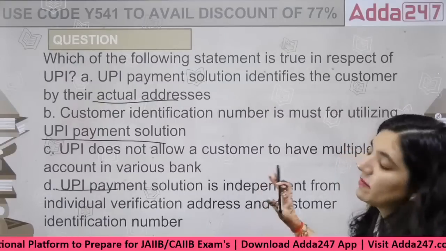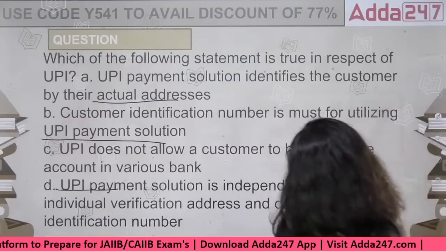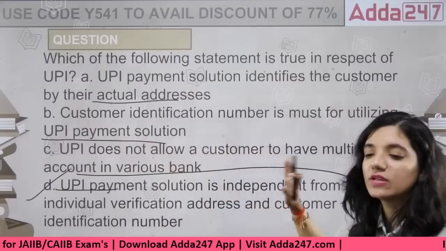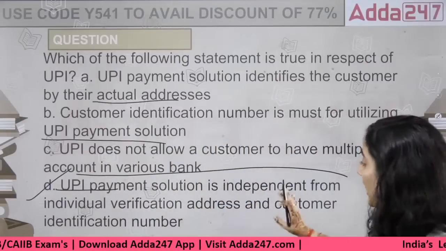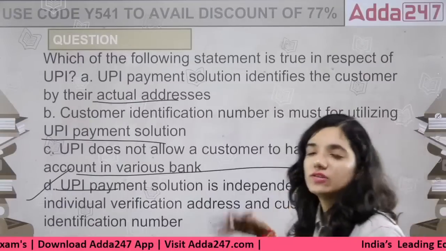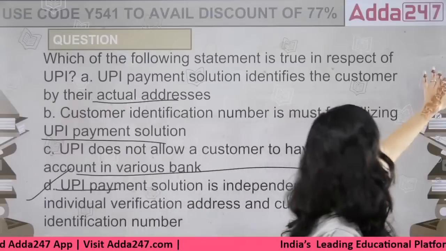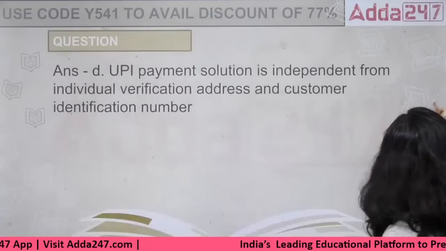Okay, the UPI payment solution is basically independent. The correct answer is D. It is independent from the individual verification address and the customer identification number. It's different from that, right? Okay, now moving on to the next question.